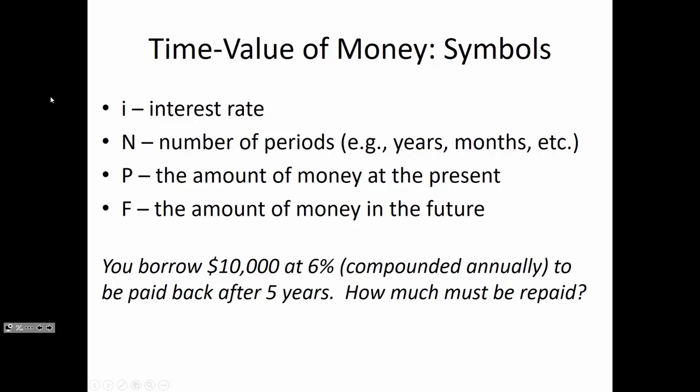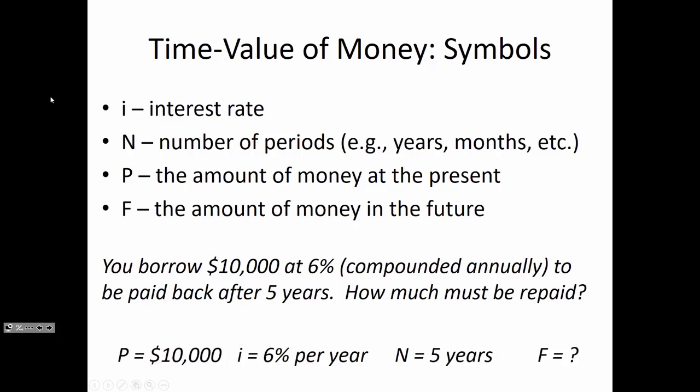So what we say is that P is $10,000, and how much must be repaid? Well, it's talking about at the end of 5 years how much must be repaid. And so F would be equal to question mark. That's the unknown for this problem. So this is how we can summarize it: P, I, N, and F. All right. Any questions about that technique of breaking down a problem statement and assigning the variables?